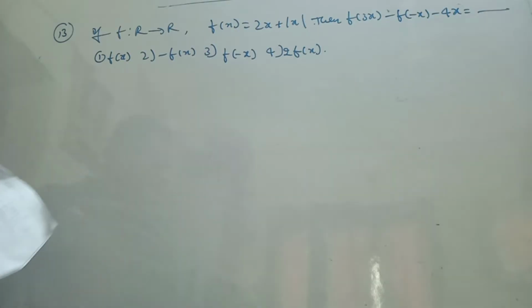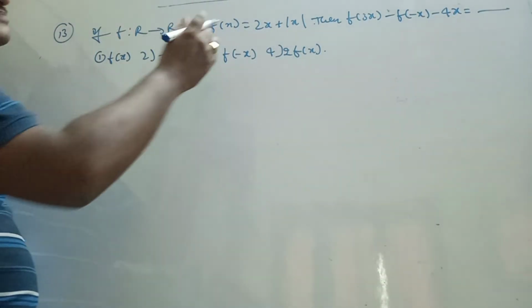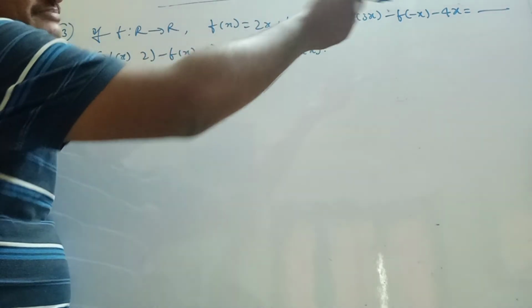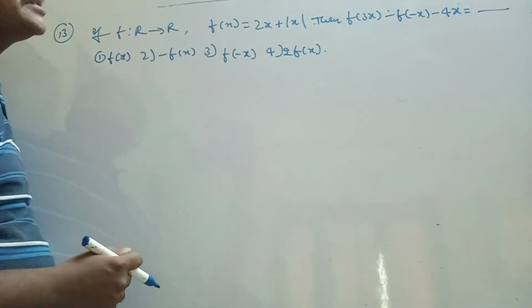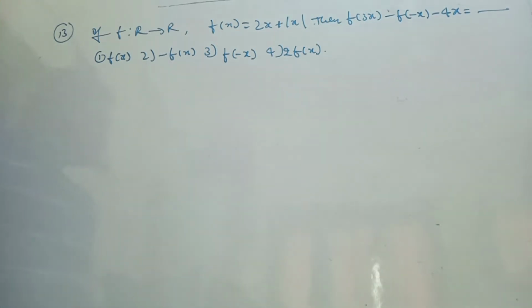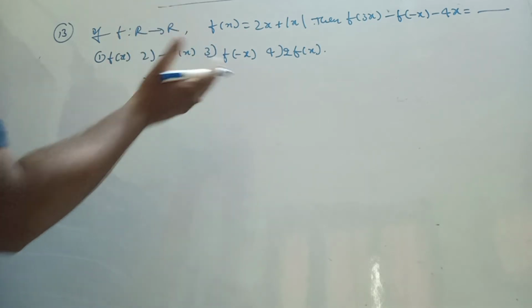Now see this 13th problem. f is a function from real numbers to real numbers. f(x) is equal to 2x plus mod x. Then f(3x) minus f(minus x) minus 4x is equal to what? In terms of this, they given the options like this. See how we are going to do this particular problem. Let us take any x value randomly and we check by options like this.